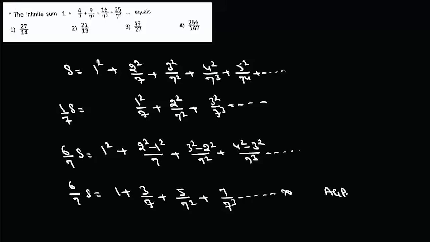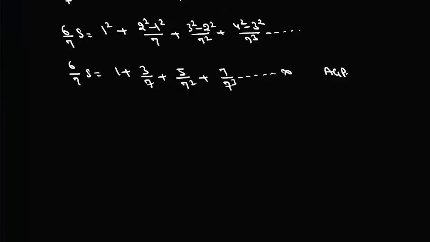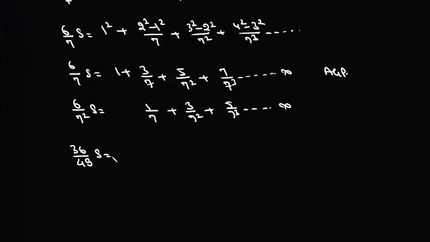Now again, we'll use the standard process. We'll multiply it with common ratio 1 by 7 and shift it by 1. So we can write 6 upon 7 square S will be 1 by 7, 3 by 7 square, 5 by 7 cube up to infinite, and if we subtract, we'll get 36 by 49 S, and here will be 1 plus 2 by 7, 2 by 7 square, 2 by 7 cube up to infinite.